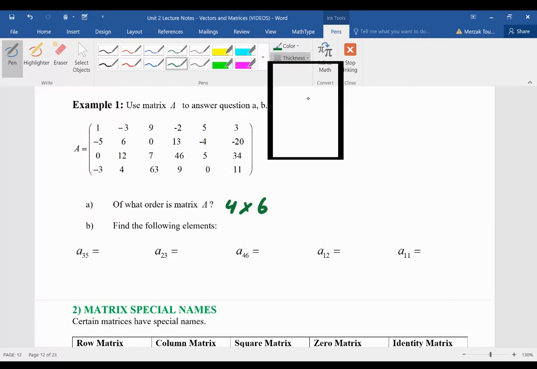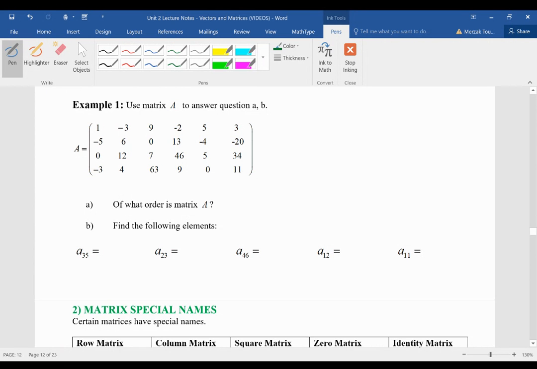So the way we will write it is you write either 4 by 6 or 4 times 6. Either this notation 4 by 6 or 4 times 6. They mean the same thing. And that means 4 rows by 6 columns. Find the following elements. That's question B.